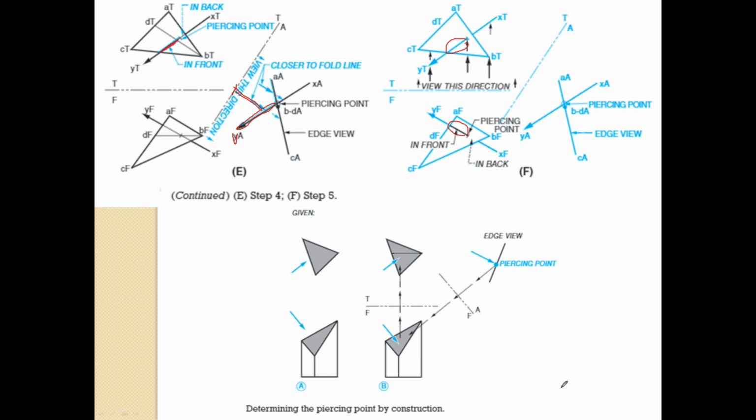So this is another example of, if you look at this, another good example of piercing point by construction. If you look at this view here, the top and bottom views, looking at this top view here, you're going to project this H view, and then establish your piercing point. The same idea as how we established it here.